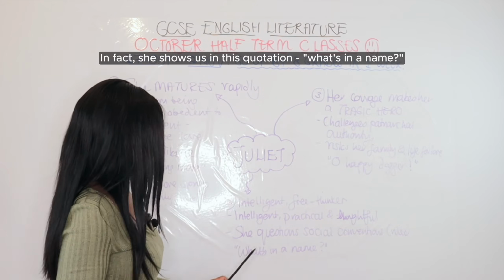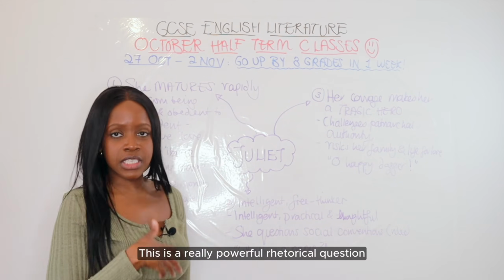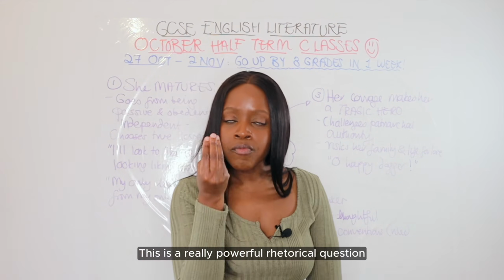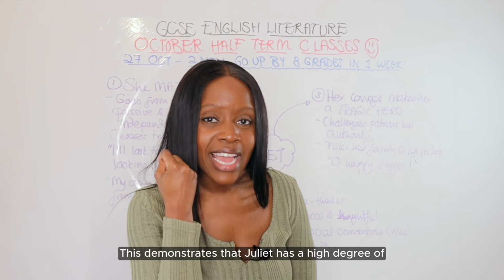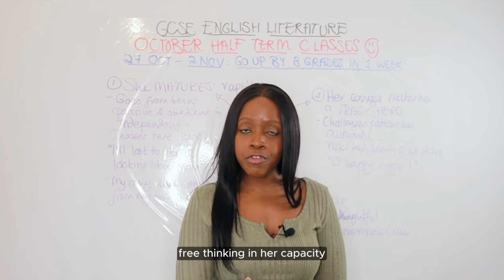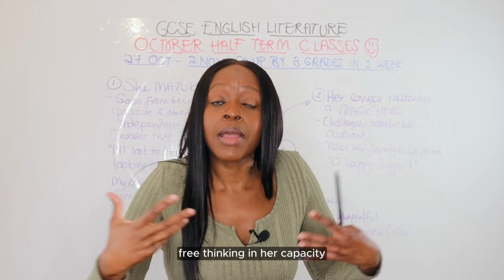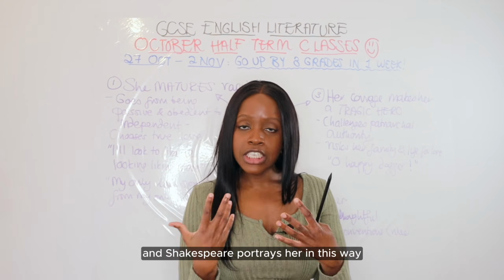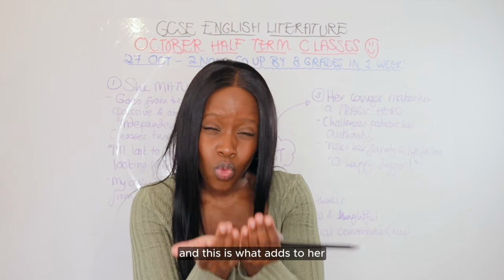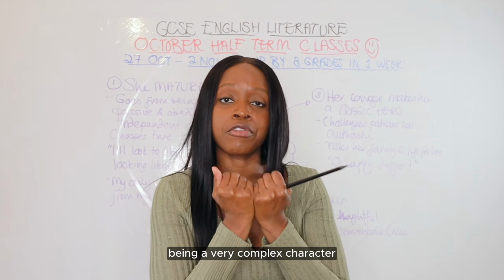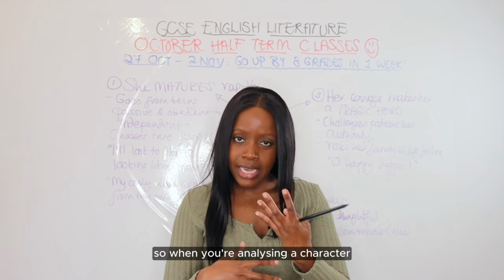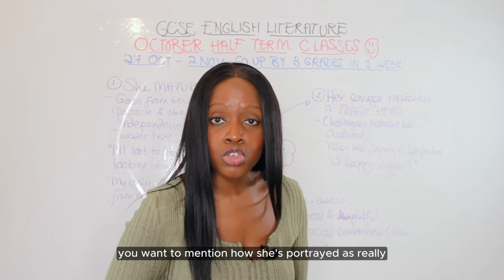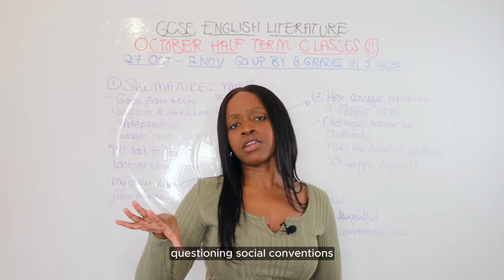In fact, she shows this in this quotation. What's in a name? Obviously, this is a really powerful rhetorical question. This demonstrates that Juliet has a high degree of independent, intelligent, free thinking in her capacity. And of course, Shakespeare portrays her in this way. And this is what adds to her being a very complex character. And you want to talk about this, okay? So when you're analyzing her character, you want to mention how she's portrayed as really questioning social conventions.